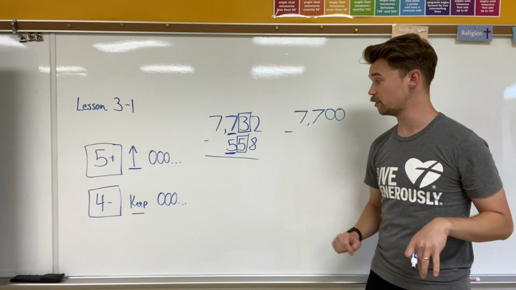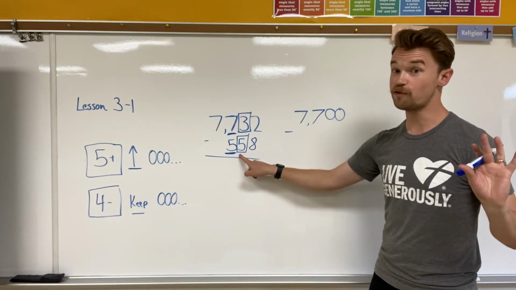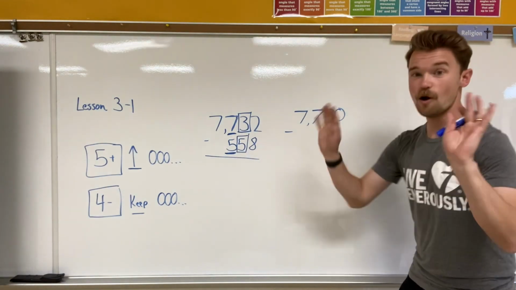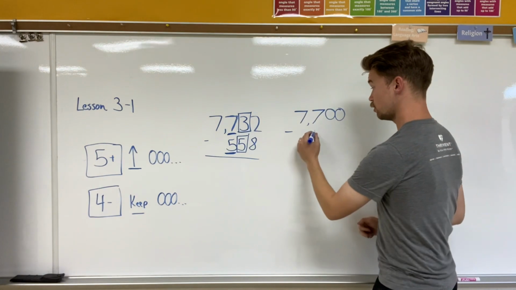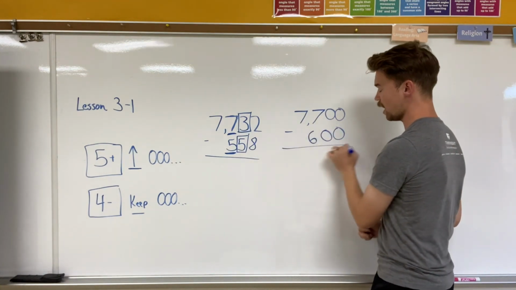Now we have 558. 5 is that number that we're going to be looking at, specifically this one. This 5, is it 5 and above or 4 and below? It's 5 and above. So it's going to turn that 5 one spot up, and it's going to turn it to a 6. And the rest of these numbers turn to a 0 at the very end.